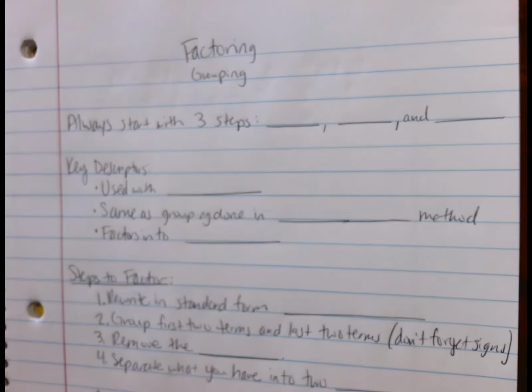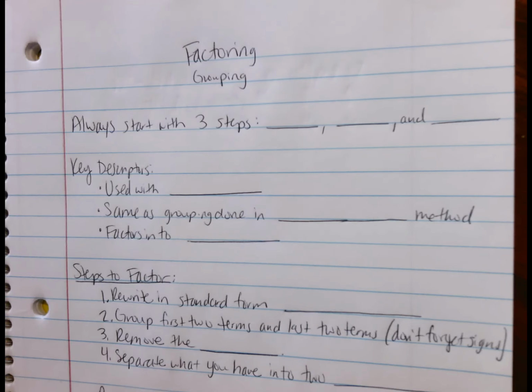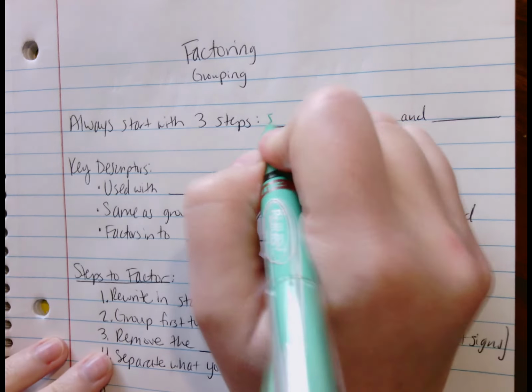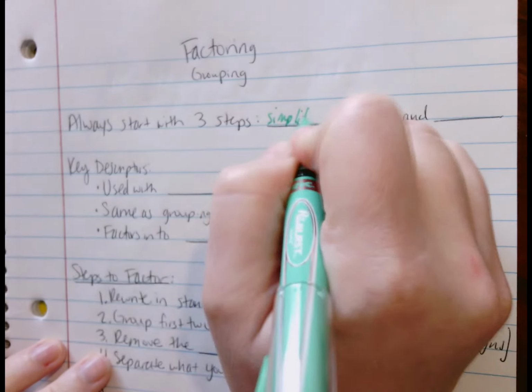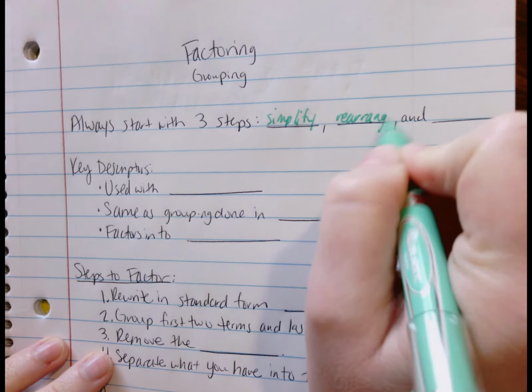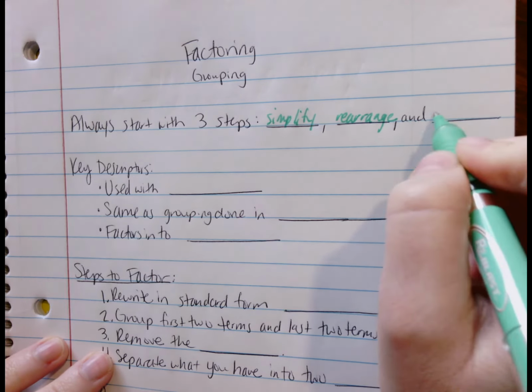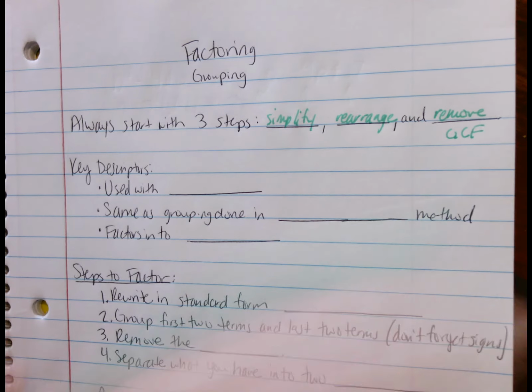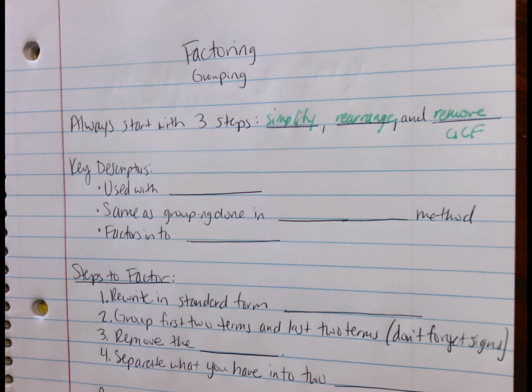So here are our notes for factoring, and you'll have a copy linked in your Nearpod and also on your Google Classroom. So if you remember, we always start with 3 steps. It's those first 3 steps to simplify, rearrange, and to remove a GCF, okay? Remove that greatest common factor.